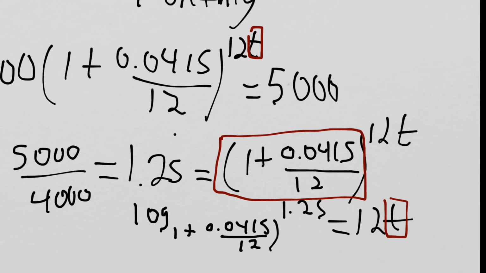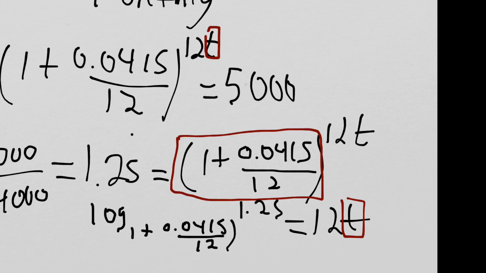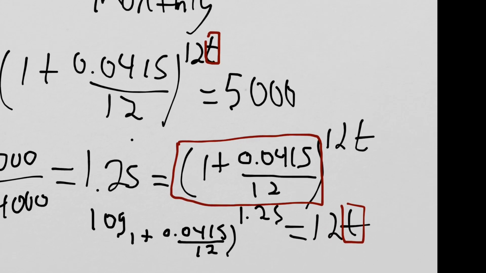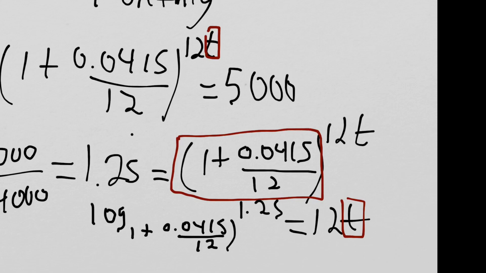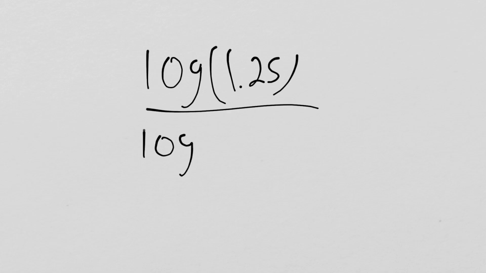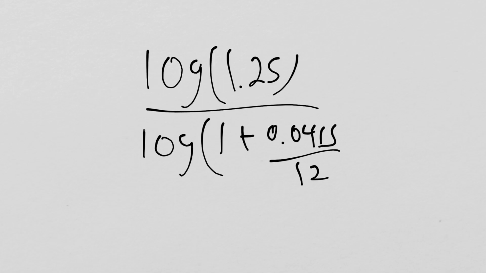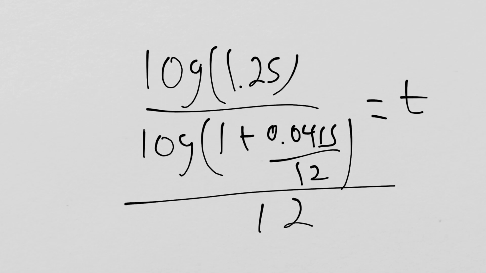Okay, all I need to do here is divide by 12, right? But I also need to know what this is equal to, and that's where my change of base formula can come in. Okay, so I'm going to apply the change of base formula to this so I can figure out what it is, but then I also need to divide by 12 so that I can solve for t. Okay, so let's do that now. I'm going to pop over to another slide. So I have log on top of 1.25, and I'm going to divide by log of my base, which was the 1 plus 0.0415 divided by 12, right? And that was equal to 12t, so I need to divide this whole thing now by 12 so that I can get my final answer.